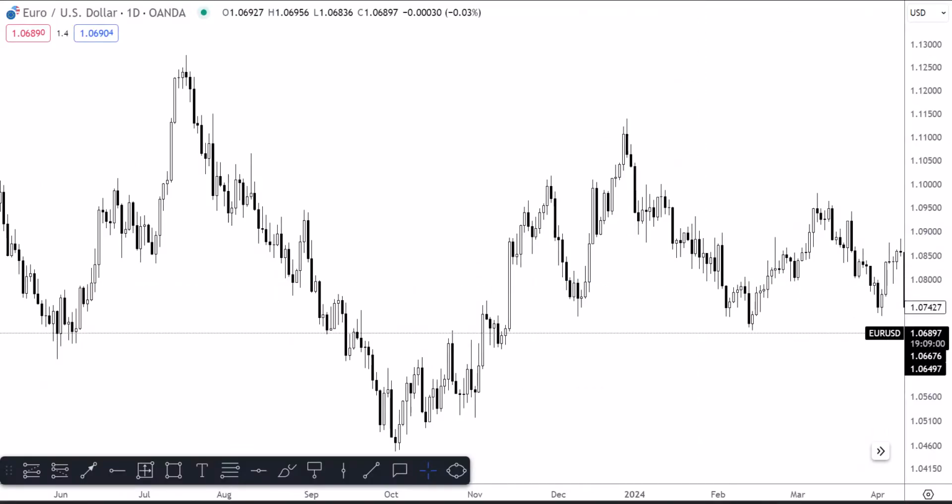Market structure is a series of impulse and correction moves in a trending market. Typically, as traders, we want to buy in an uptrend, sell in a downtrend, and stay out of conditions where the market consolidates. When the market consolidates, there is no clear direction as to where the market wants to go.